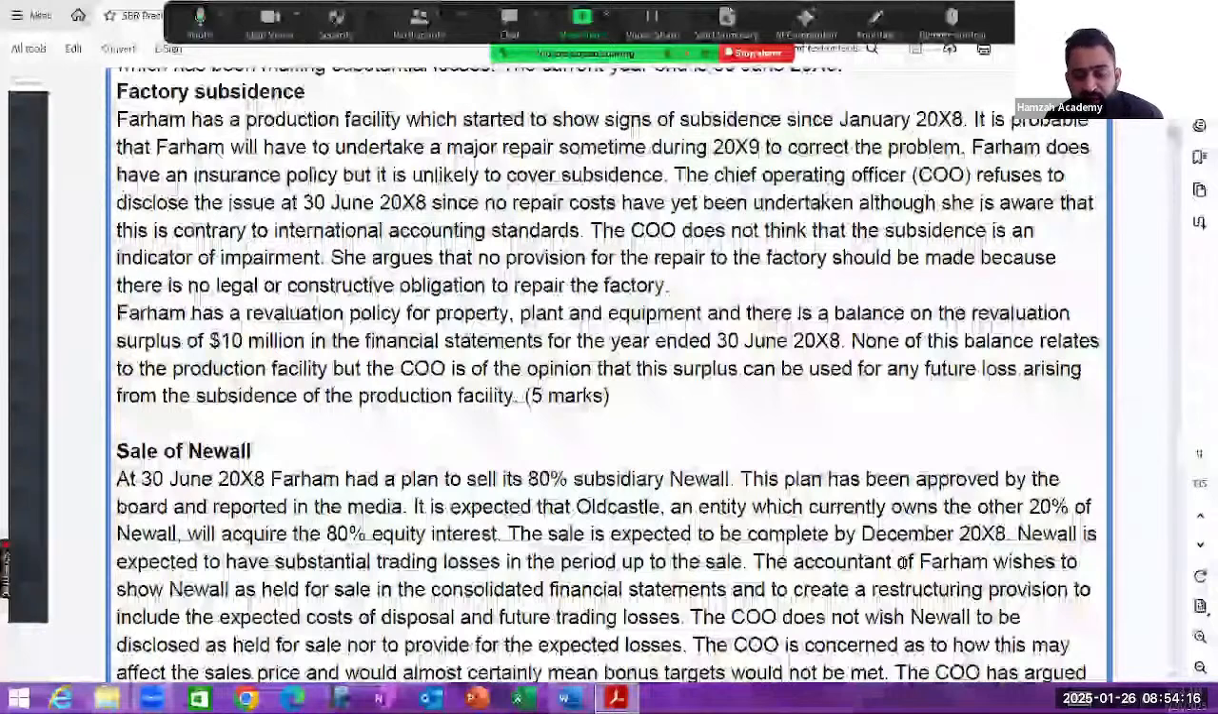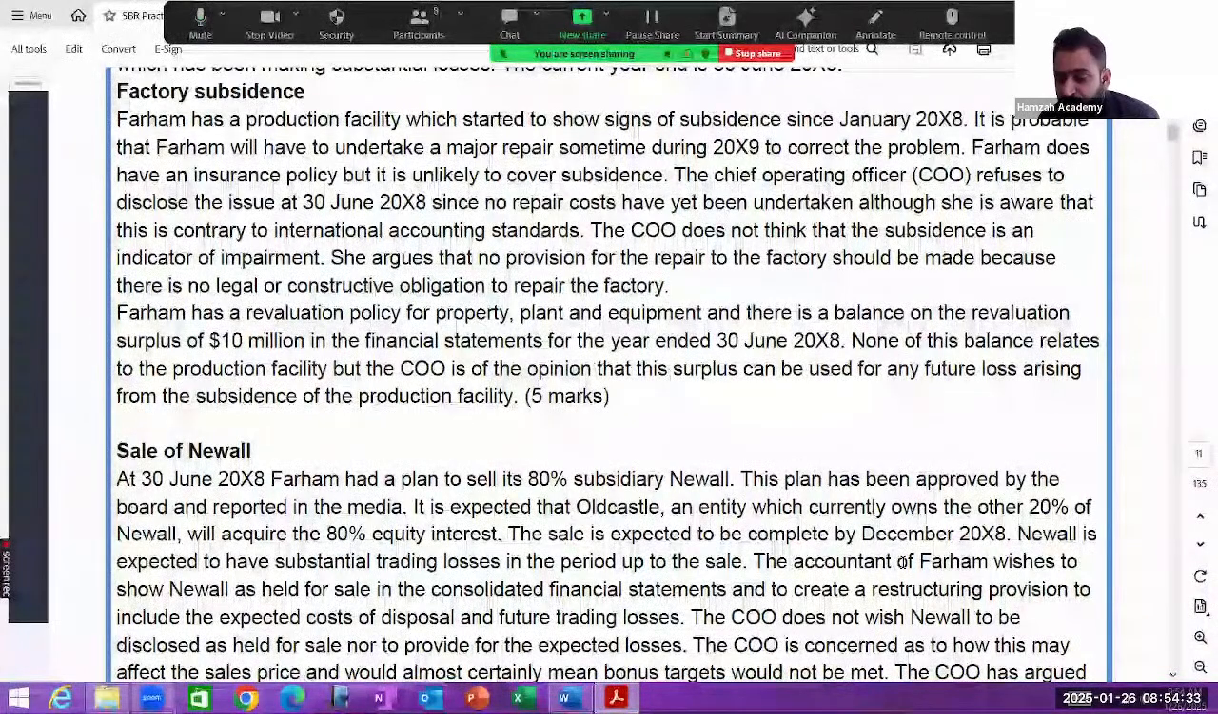And before we impair it, we need to consider the indication. If there is any indication, then we should review the impairment, or we should conduct the impairment test. Now, factory subsidence is an indicator of impairment. The opinion of the chief operating officer that the factory subsidence is not an impairment indicator is not a correct opinion. The factory subsidence is an impairment indicator, and accordingly the impairment test as per IAS 36 should be conducted.